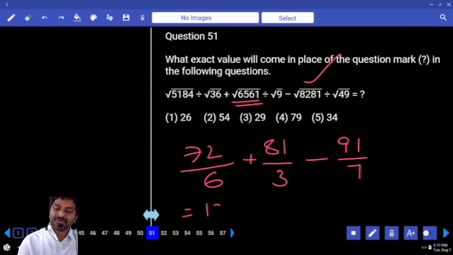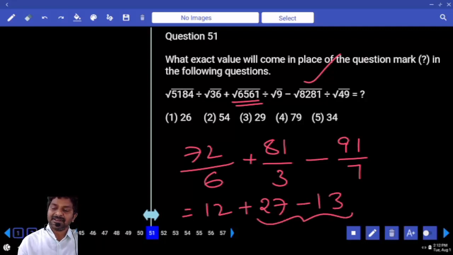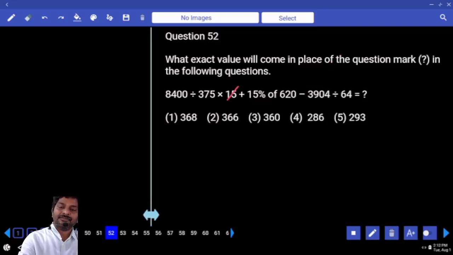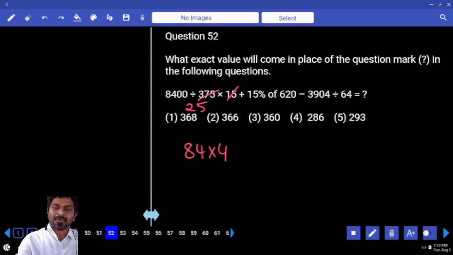How many times? 3, 27, 7, 27 minus 13, 14. 14 plus 12, 26, 15, 25 times only, which is in numerator or denominator. In numerator we have 84 hundreds, right? 100 will have how many 25s? Then 84 will have 84 into 4 times only. We'll calculate that later, don't worry about it.